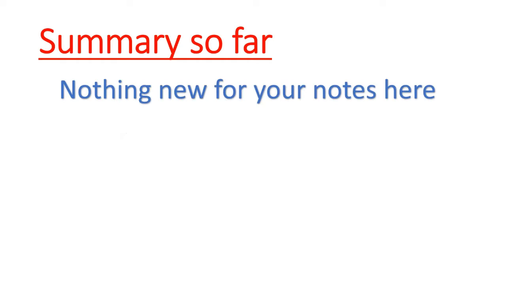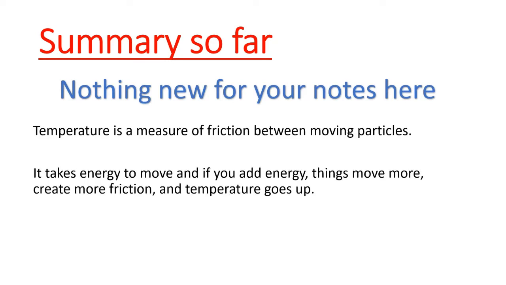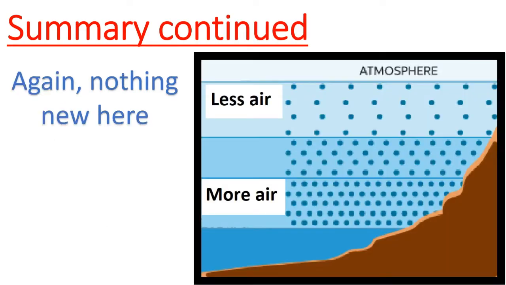Now this is nothing new. You already have this stuff in your notes. 1. Temperature is a measure of friction between moving particles. It also takes energy to get things to move in order to cause that friction. And if you add energy, things move more, which creates more friction. Temperature goes up. We also know that energy to cause this movement comes from the sun.